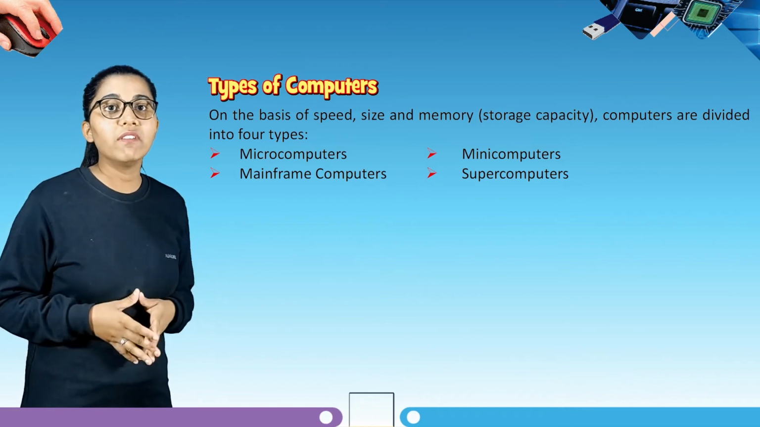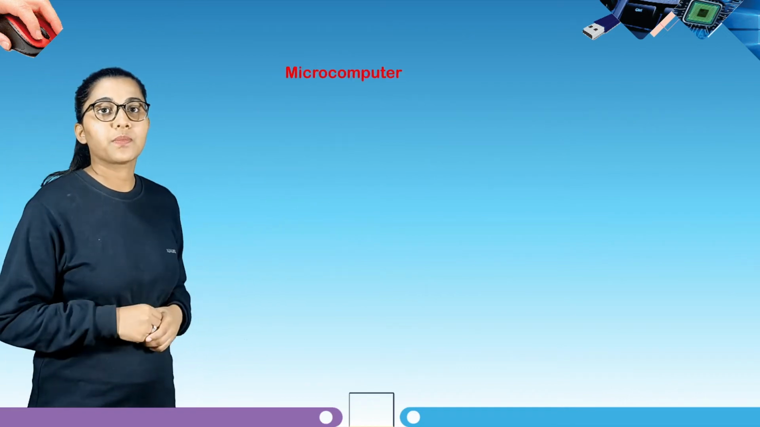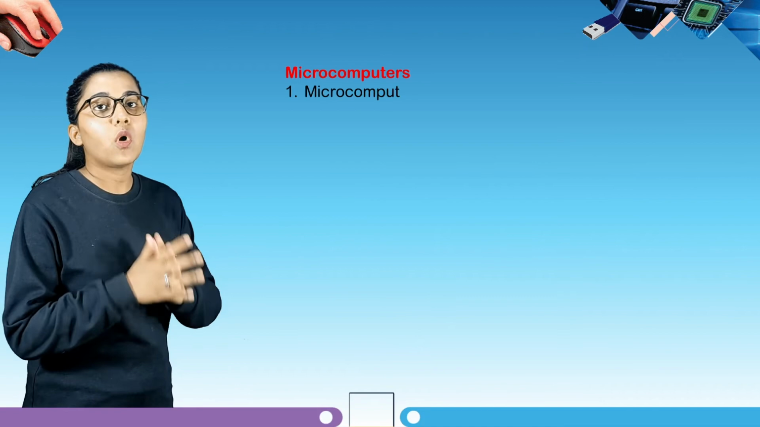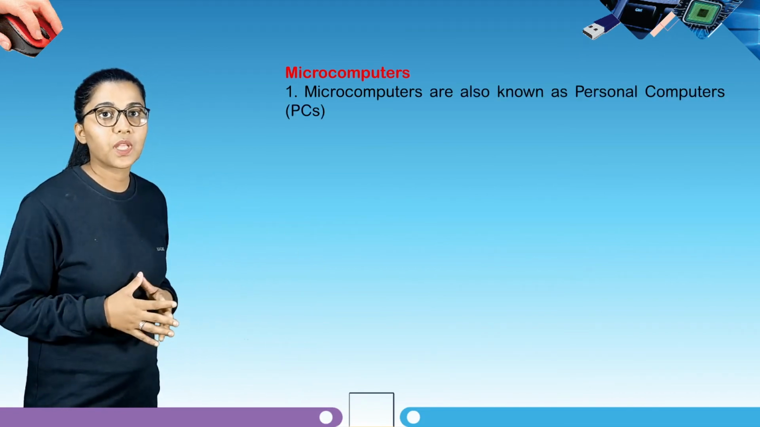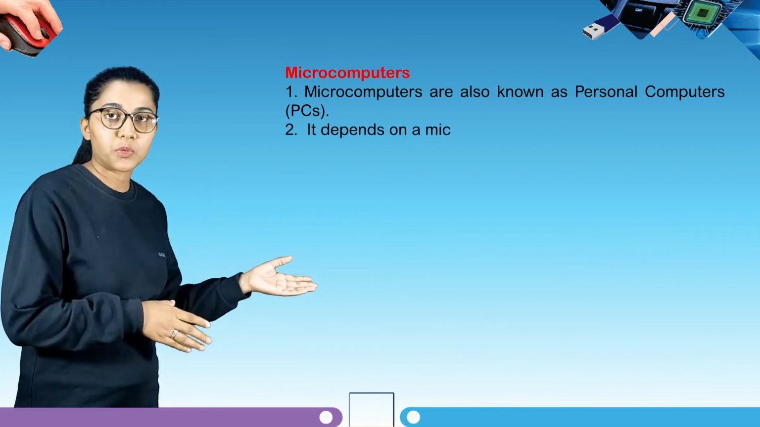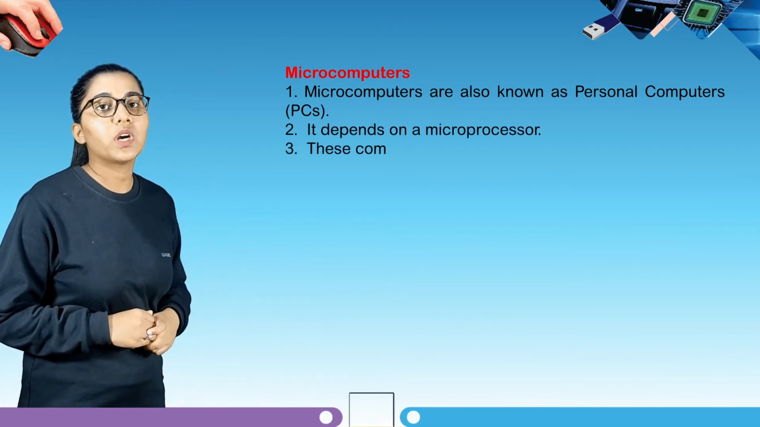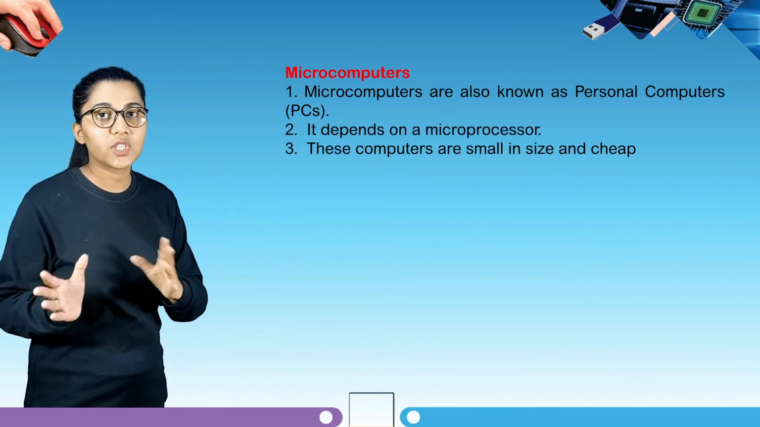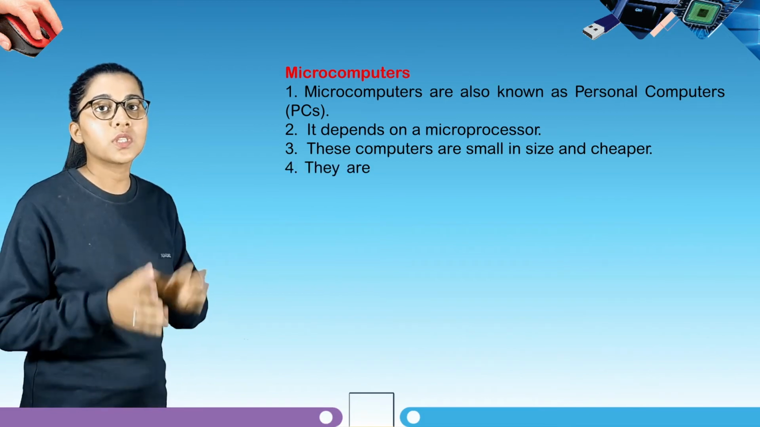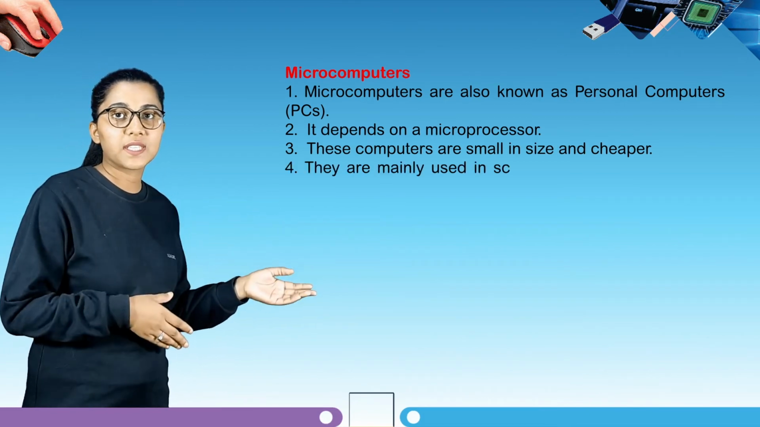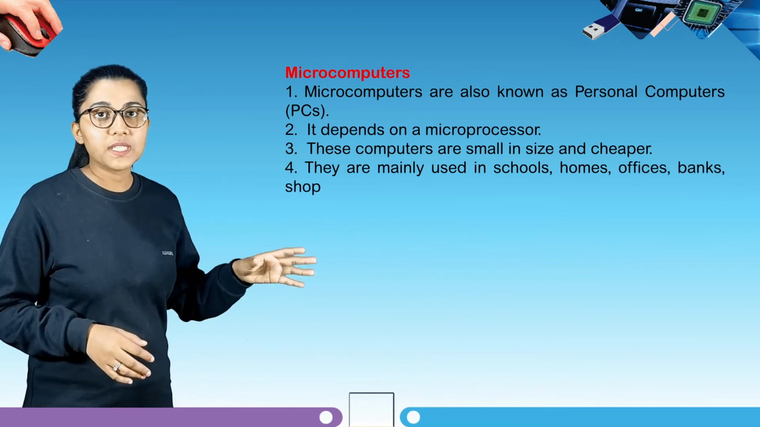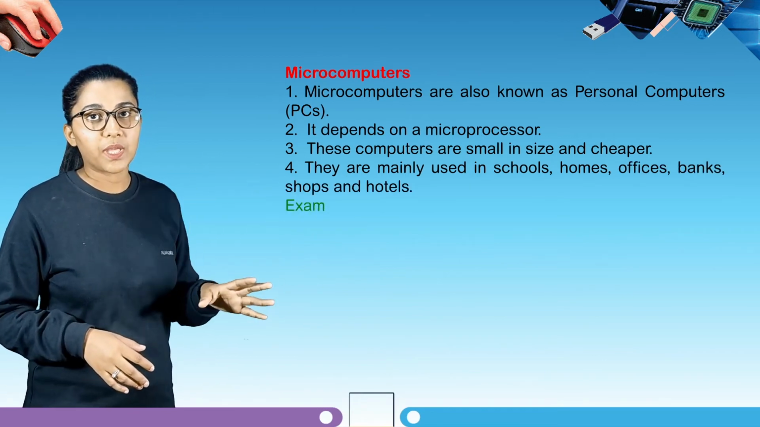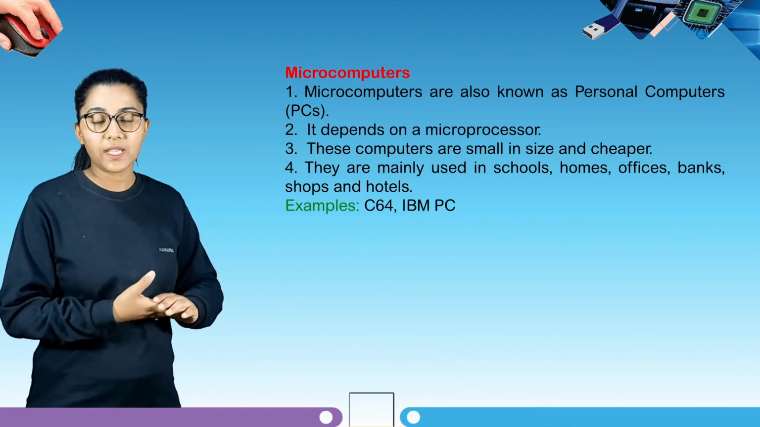First we have microcomputers. Microcomputers are also known as personal computers, that is PCs. They depend on a microprocessor. These computers are small in size and cheaper. They are mainly used in schools, homes, offices, banks, shops and hotels. For example, C64, IBM PC, etc.